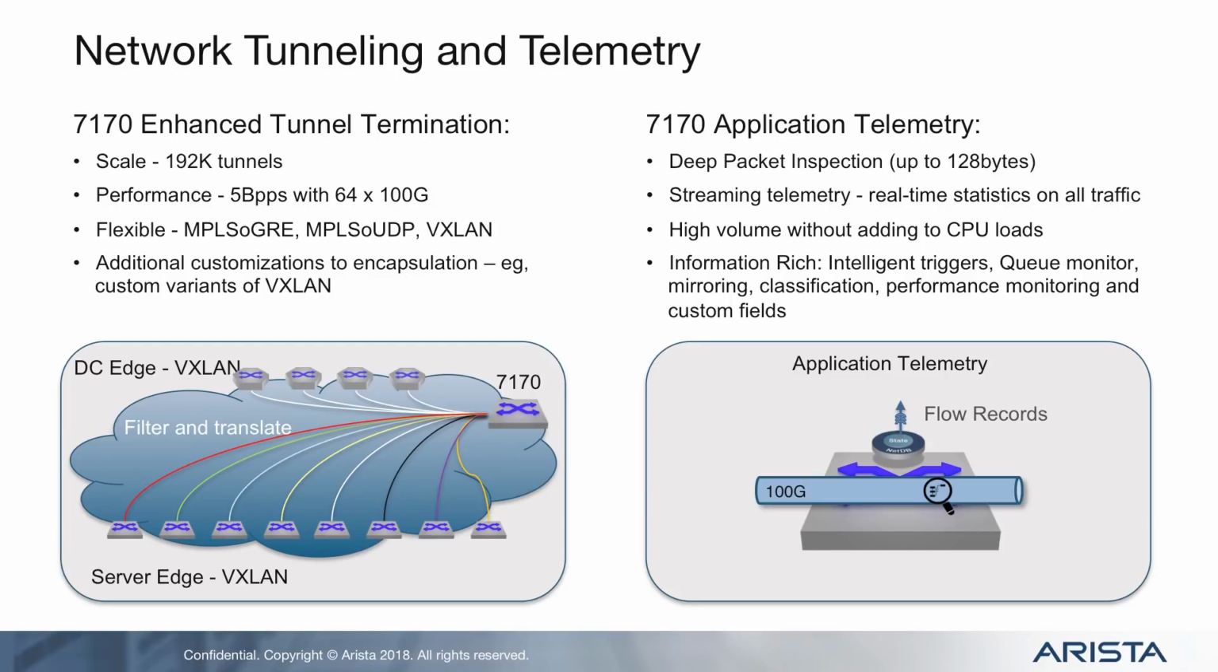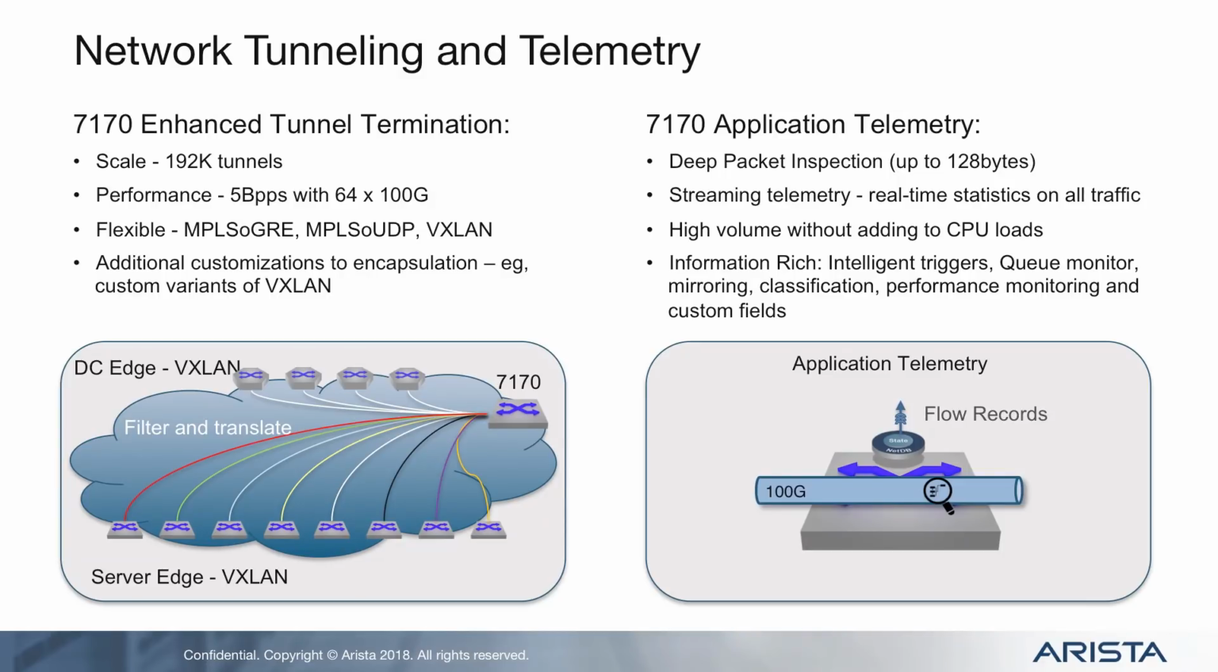192K tunnels on a single system, a single 1RU or 2RU system with almost 200,000 tunnels. At the same time, 5 billion packets a second and 6400 gig ports. So there's a number of systems out there today that are deployed for large-scale tunnels. But to my knowledge, those tend to be high-end router systems, modular routers with relatively low density with this scale. Or if you want the density, the scale comes down.